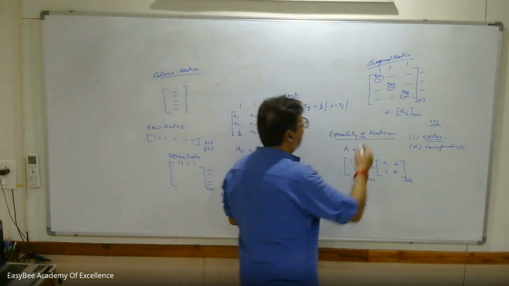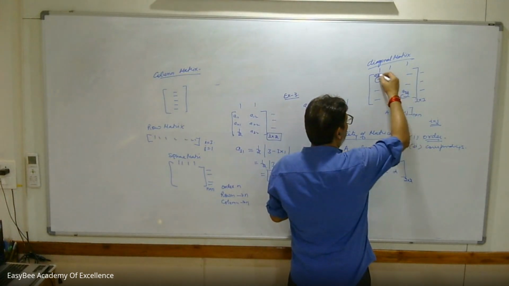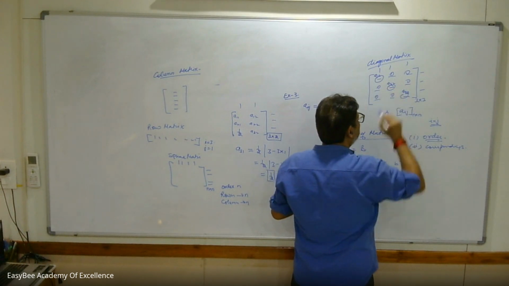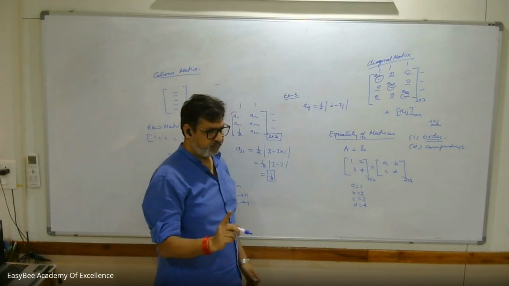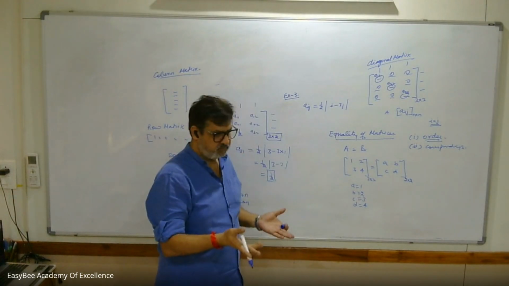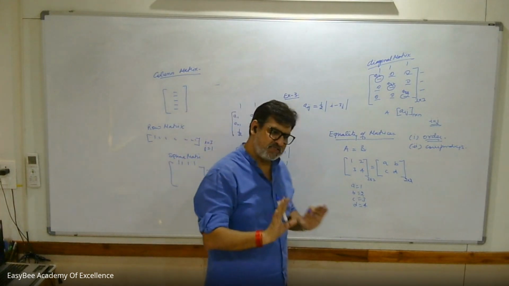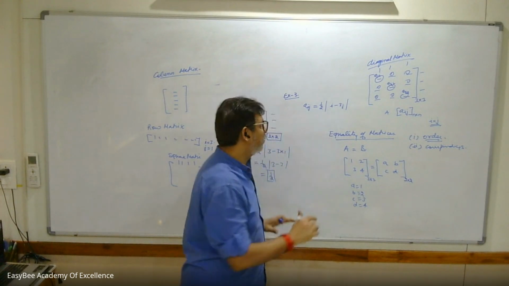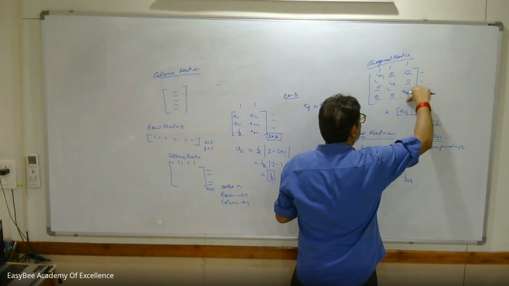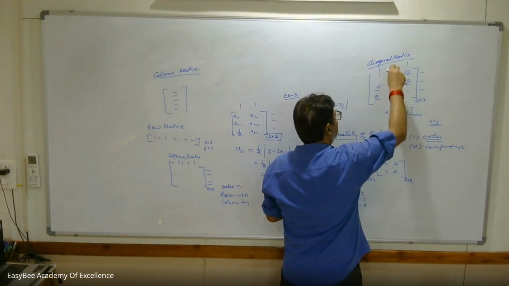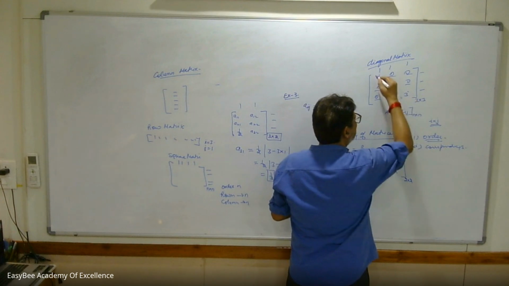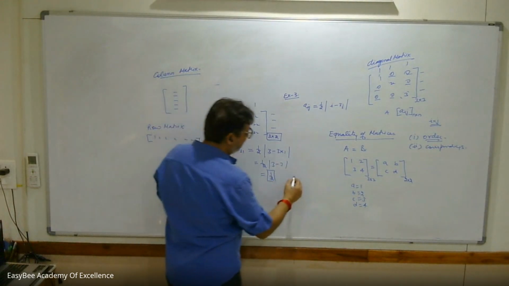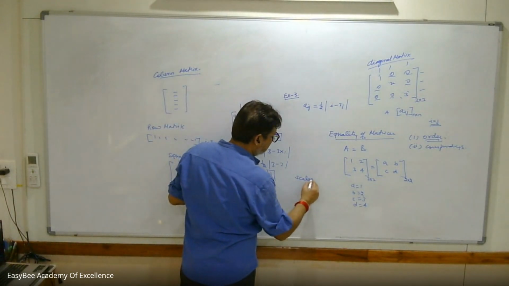So a diagonal matrix is the one in which non-diagonal elements are 0. Non-diagonal elements are 0. That is called a diagonal matrix. Is it clear? So in this, if we write certain numbers here, suppose 1, 2, 3, this is a diagonal matrix. Now we have another category called scalar matrix.